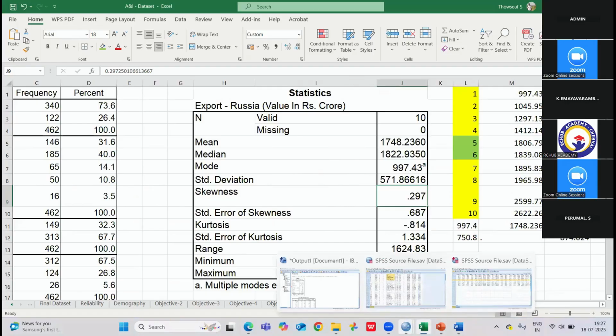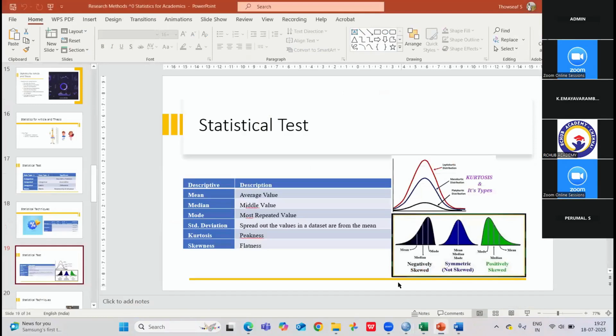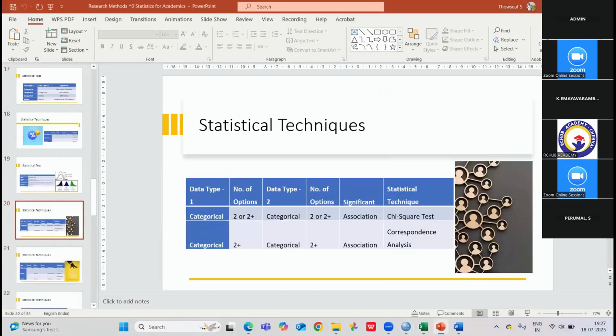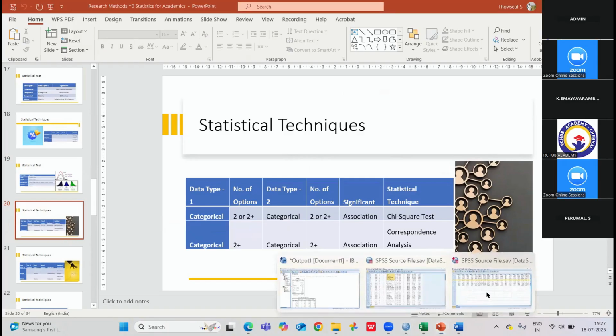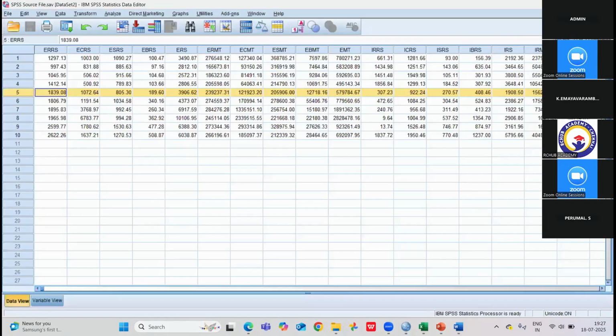So to perform a cross tabulation, now let's move on to the significant association test. I told you, if both the data are categorical in nature, at that point of time, you need to do a significant association test using chi-square statistics. So in order to do that, let me close this data set.